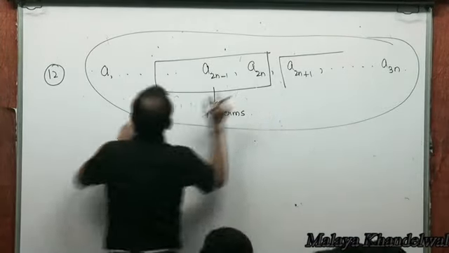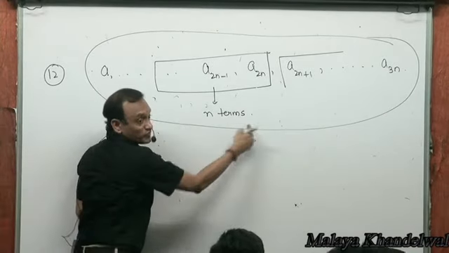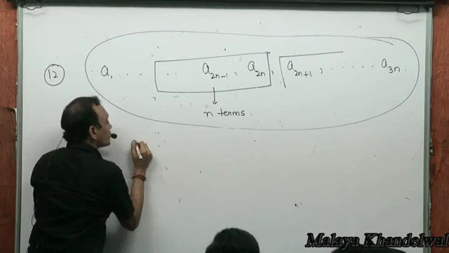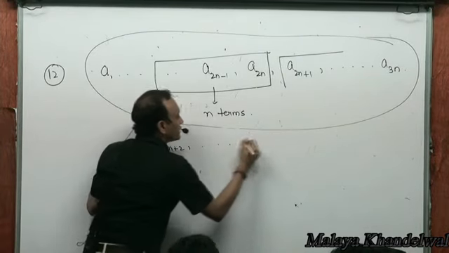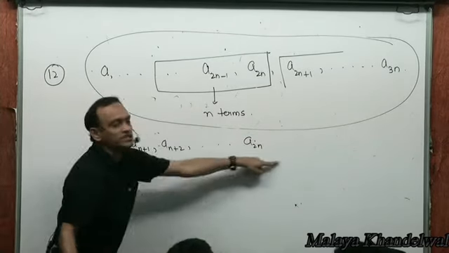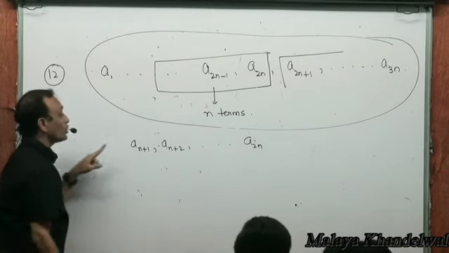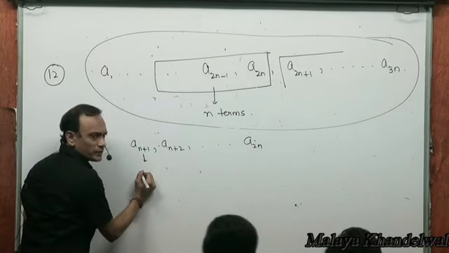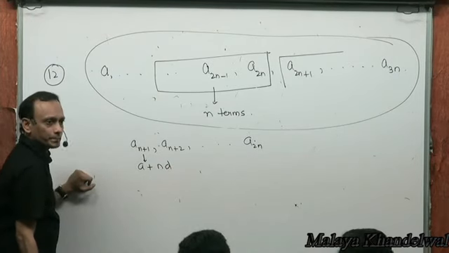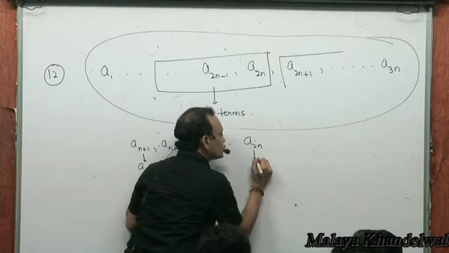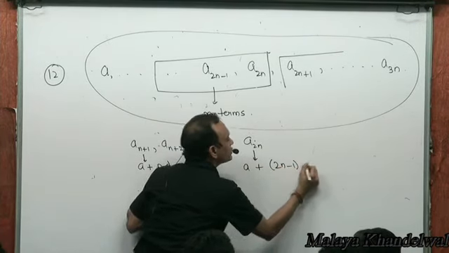Now the last n terms of the first 2n terms will start with a(n plus 1), a(n plus 2), up to a(2n). Yes or no? These are the last n terms, right? Where a(n plus 1) is what? A plus nd, right? The 2nth term is what? A plus (2n minus 1) into d.